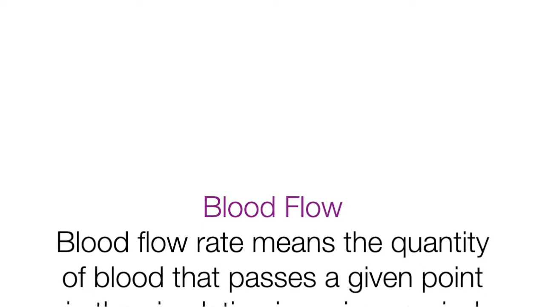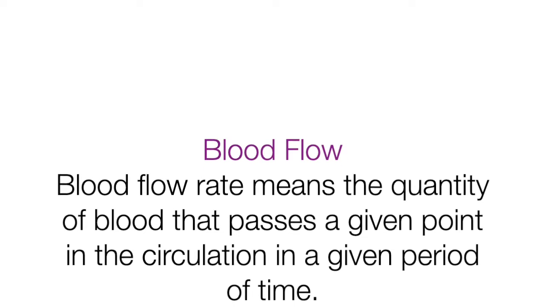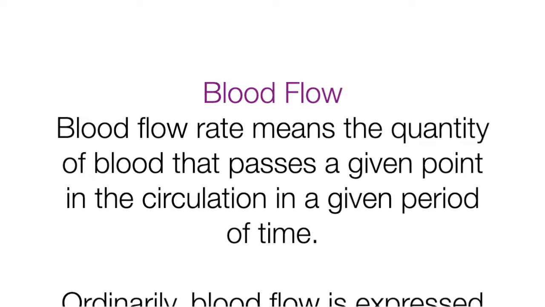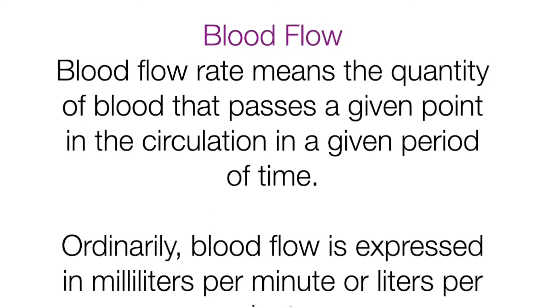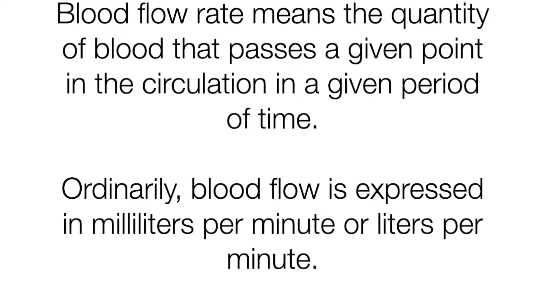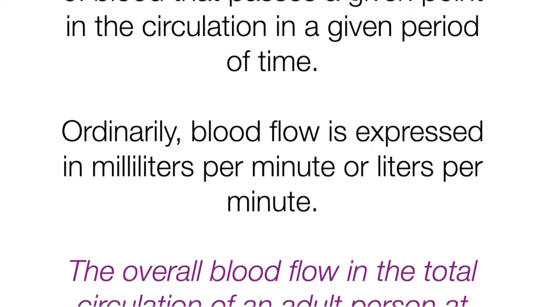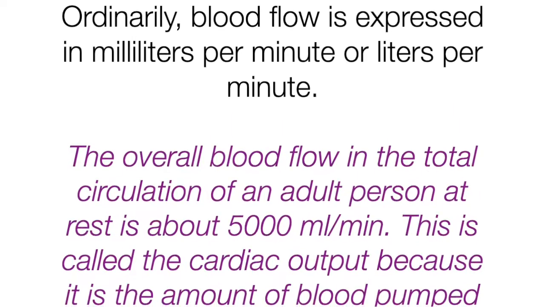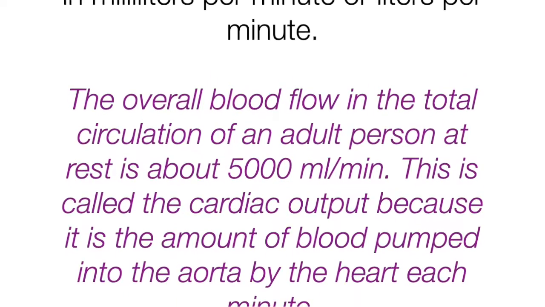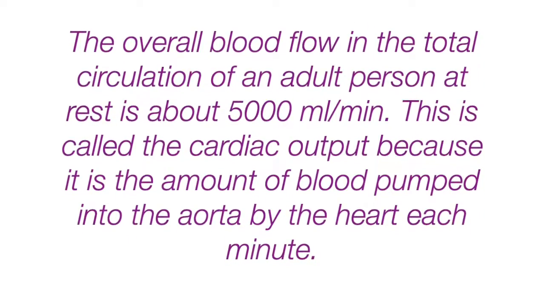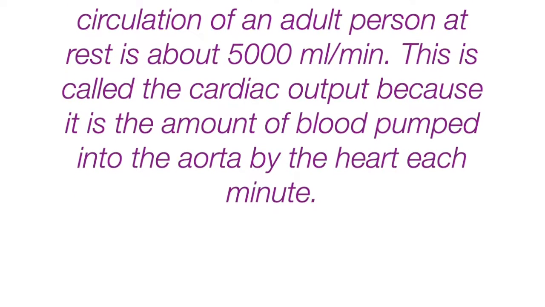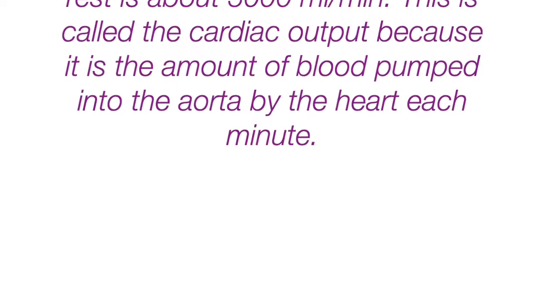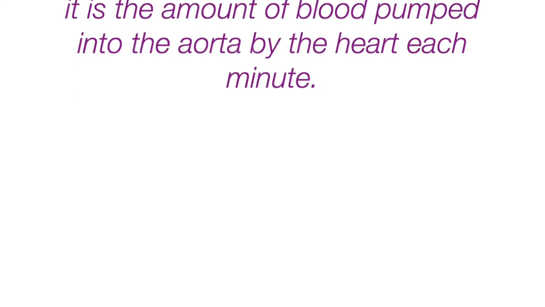Blood flow. Blood flow rate means the quantity of blood that passes a given point in the circulation in a given period of time. Ordinarily, blood flow is expressed in milliliters per minute or liters per minute. The overall blood flow in the total circulation of an adult person at rest is about 5000 ml, that is 5 liters per minute. This is called the cardiac output because it is the amount of blood pumped into the aorta by the heart each minute.